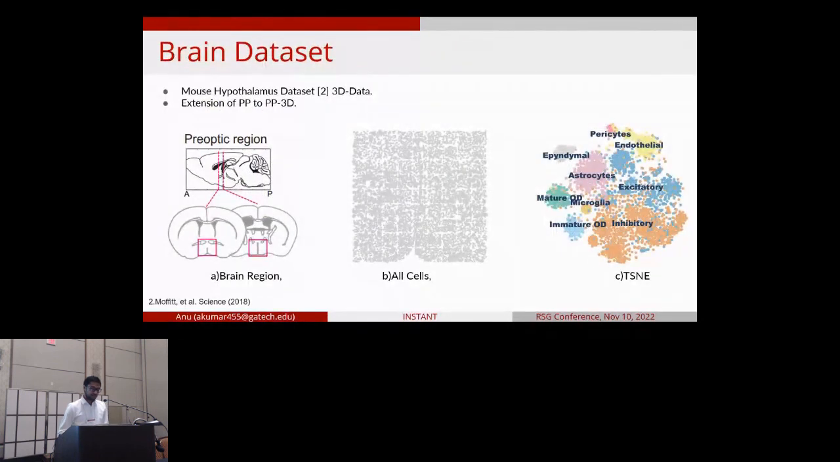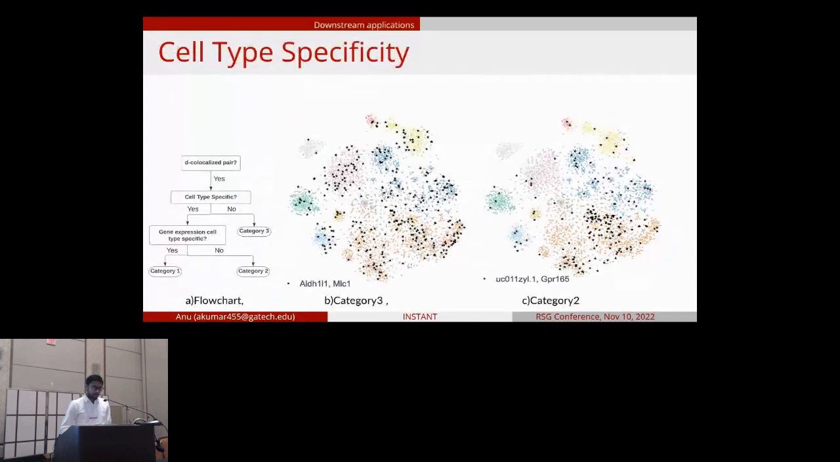To enable this analysis, I'll move to another dataset which has different cell types. This is a mouse brain dataset, and it has 9 cell types. Our first analysis categorizes a decolocalized pair into 3 categories based on cell type specificity. For example, a pair, ALDH-L1 and MLC1, is a decolocalized pair, but it's found in almost all of the cell types, while we have another pair which is more specific to inhibitory neurons.